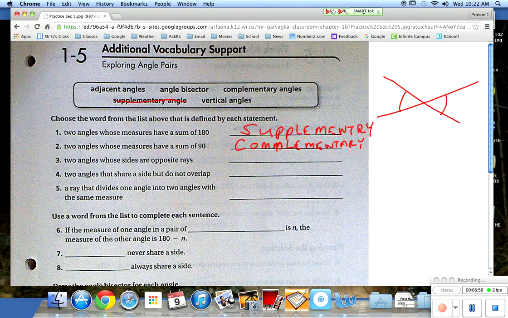Vertical angles. They're vertical of each other, right?